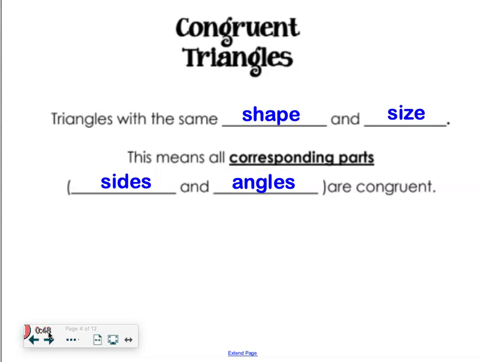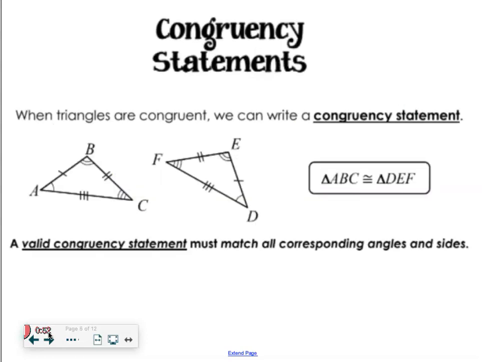So we're going to go through some vocab, but the actual math behind it isn't so hard. A congruency statement is this right here. This is like your little code. It tells you what part's congruent to what part. So it says triangle ABC is congruent to triangle DEF. If I didn't even have this picture here, I would know angle A matches D. So if A was 40 degrees, I would know that D would be 40 degrees. Does that make sense?